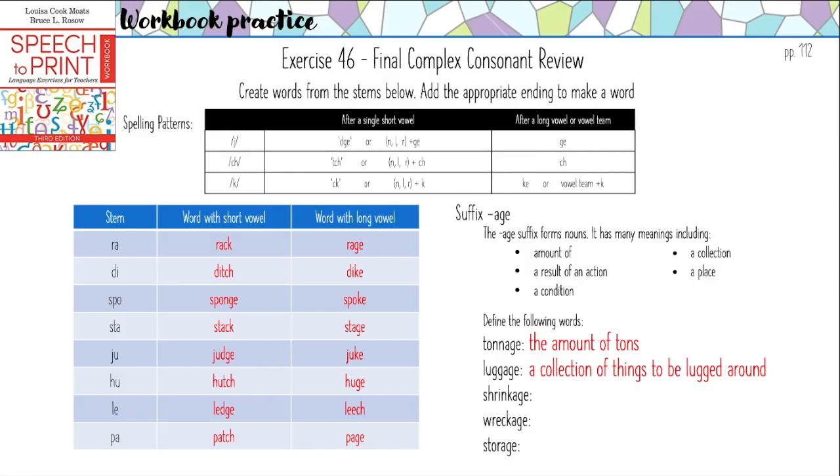How about shrinkage? If you're going to say the result of an action, close. It's actually a condition of shrinking, because remember, shrinkage is like that process. Wreckage, that's a result of a wreck. So that's how it's a little different than shrinkage. Wreckage is what happens after the fact. So if you have a wreck, then all the stuff that's left over is wreckage. Shrinkage isn't the result of something shrinking. It's actually the process of that shrinking. It's the condition of it getting smaller. And then, of course, storage is a place where things are stored.